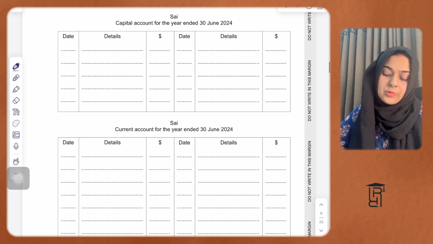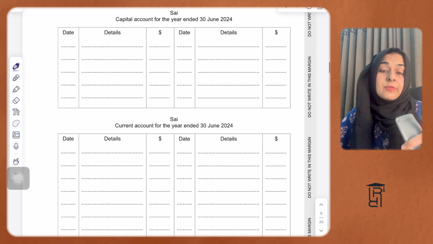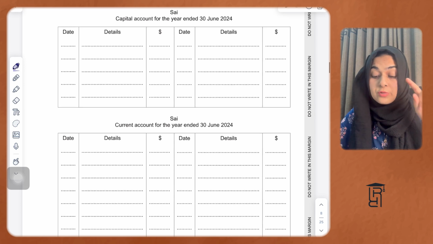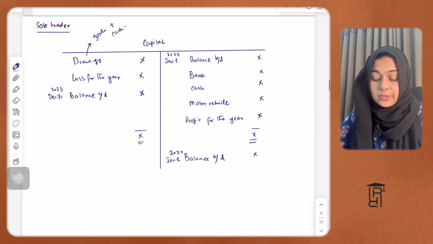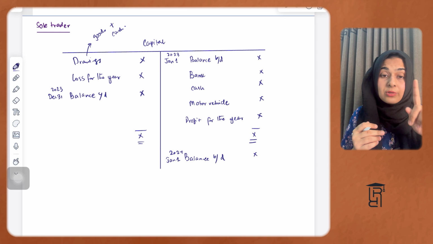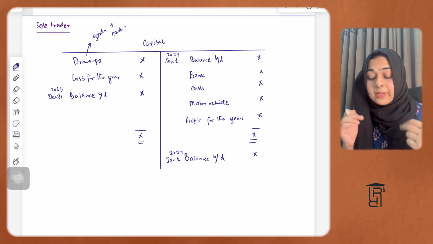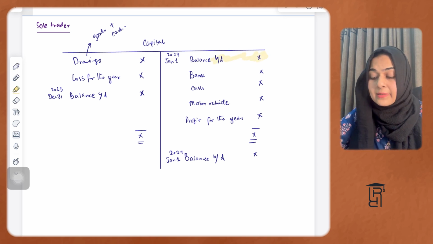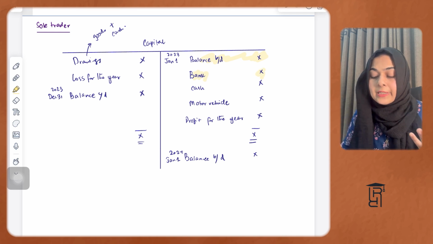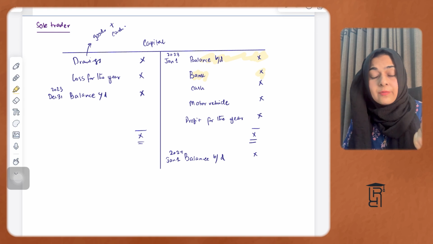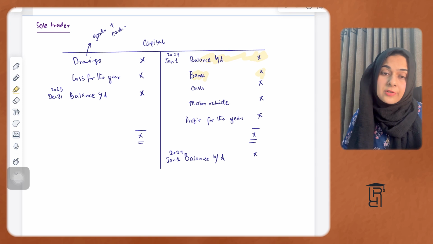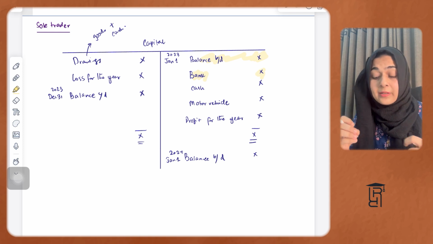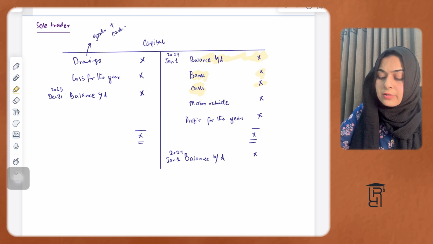In the next part, they're asking you to prepare a capital account. So now I will differentiate for you what a capital account for a sole trader looks like and what a capital account for a partnership looks like. This is the capital account for a sole trader, a single person for whom we are preparing a capital account. This balance brought down represents the capital at the start of the year. Bank represents the additional capital that we are investing, like by credit transfer, or the amount that we are transferring from our personal bank account into the business bank account. We can also invest the money in cash.